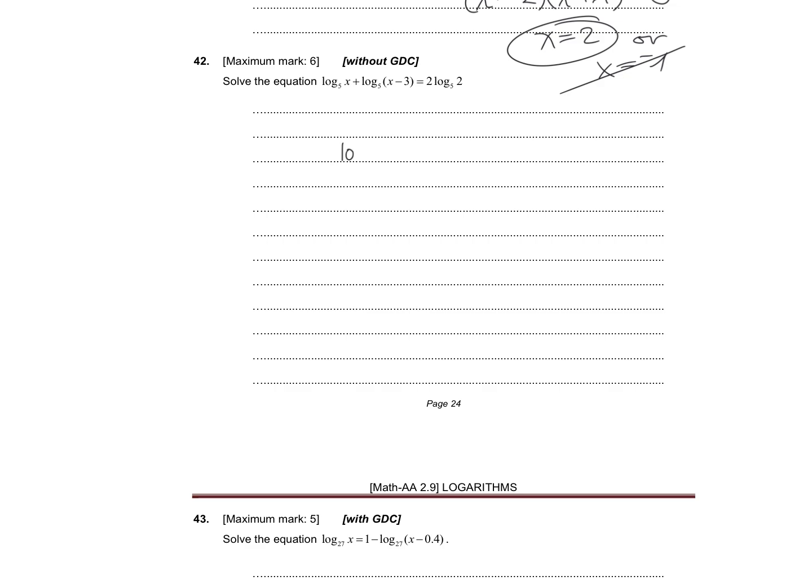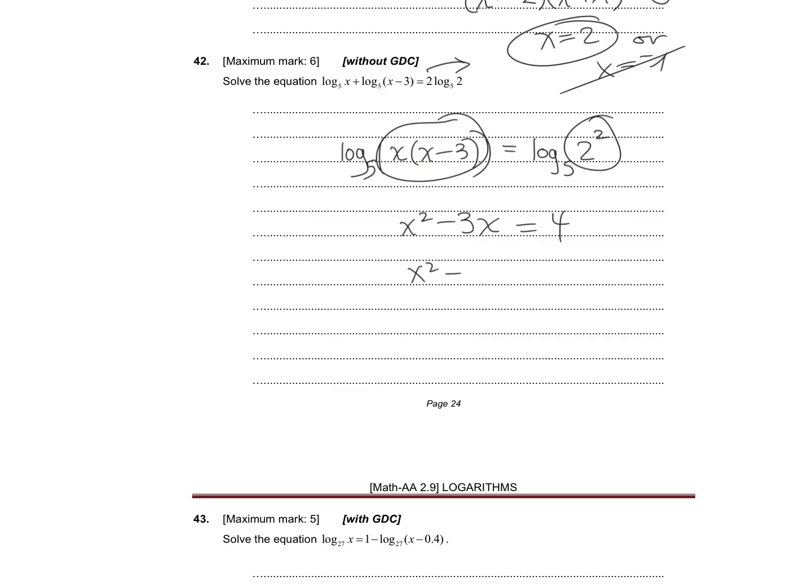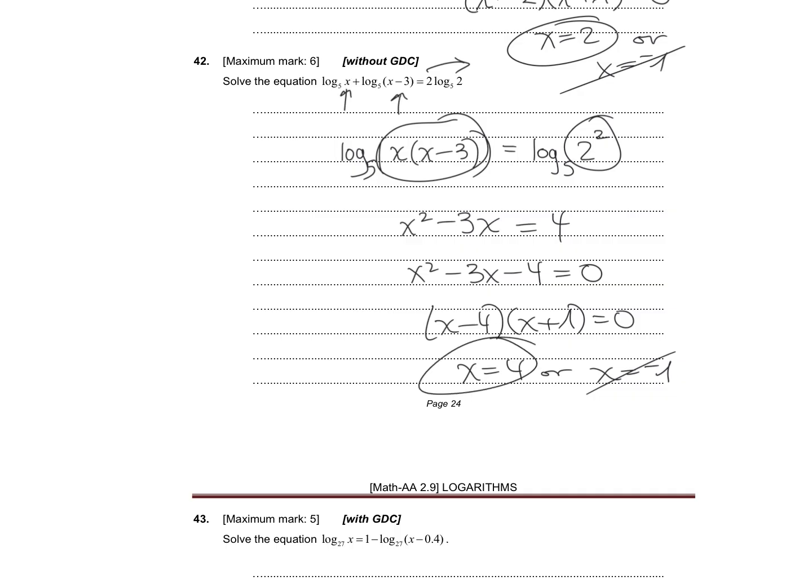42, we can get the left side together. That's going to be x times x minus 3. And this is going to be log base 5 of 2, and that exponent comes up. So we're going to have x squared minus 3x equals 4. So this equals this. And quadratic, so equal to 0. So x minus 4, x plus 1. So x is 4 or x is negative 1. And it can't be negative 1 because of this and this. So it's just x equals 4.